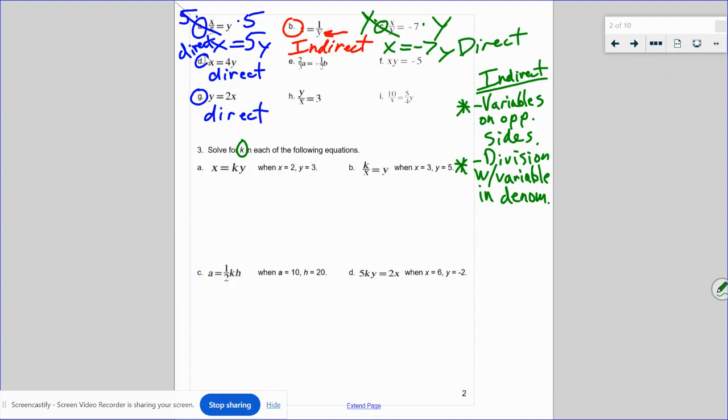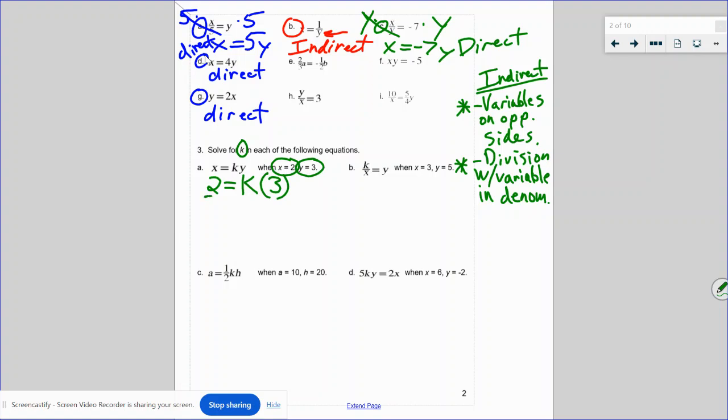Part A, we have x equals k times y. That's a direct relationship. And we want to solve for k, but we want to do it when x is 2 and y is 3. So we would put in a 2 in place of x. We don't know what k is. We do know what y is. Y is 3. So instead of k times y, we have k times 3.